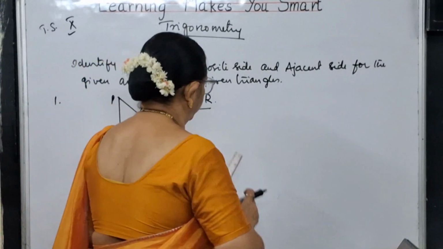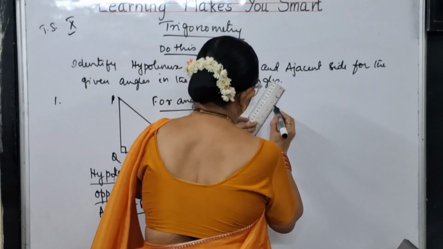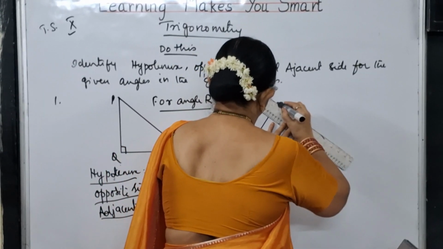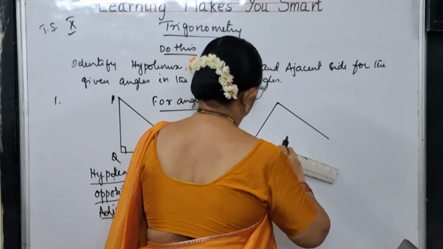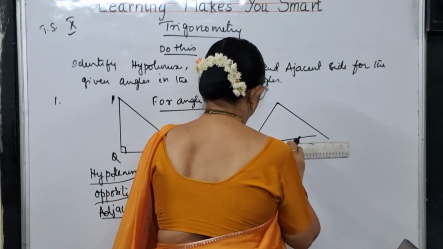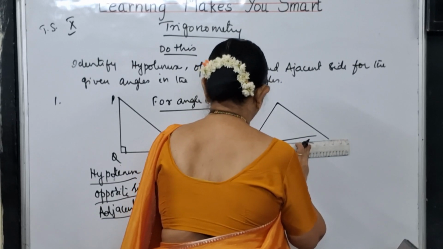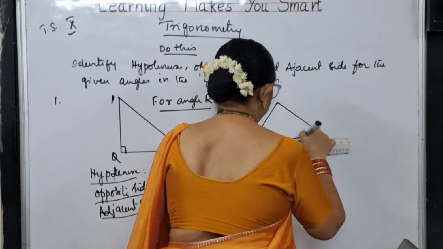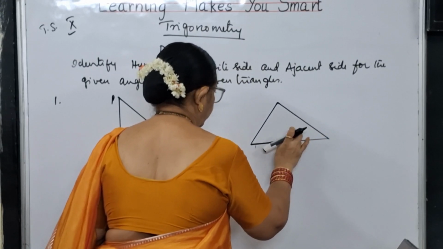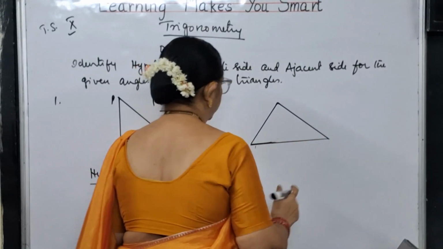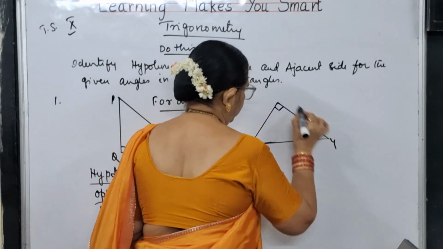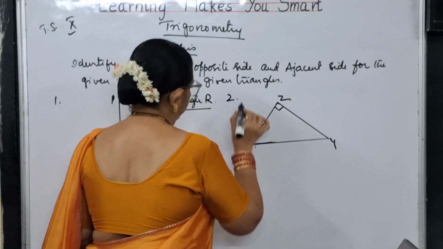And second one, let me draw another triangle that they have given here. This is a triangle that is given to us. Here it is 90 degrees, X, Y, and Z. This is the second problem, children.